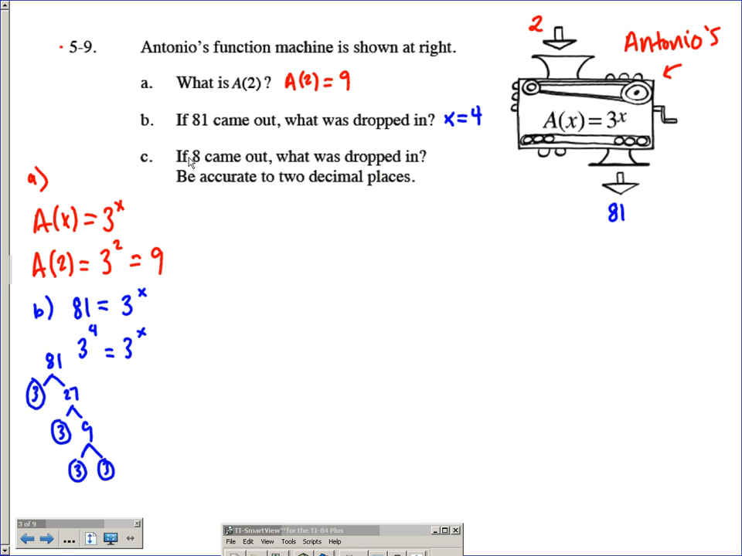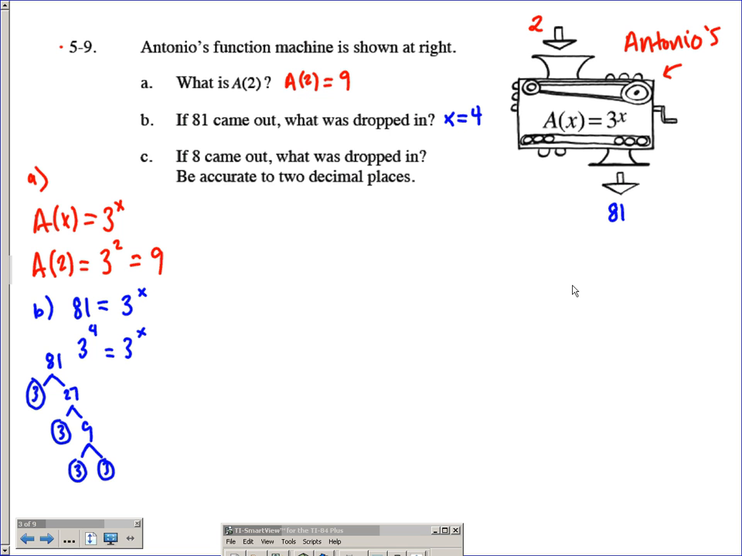Letter C. If 8 came out, what was dropped in? Be accurate to 2 decimal places. Okay, this is a skill that we have not yet learned. This is what we're going to be getting into here in Chapter 5. But we can still try to figure it out a little bit using what we know about these different numbers and doing a little bit of guessing and checking.